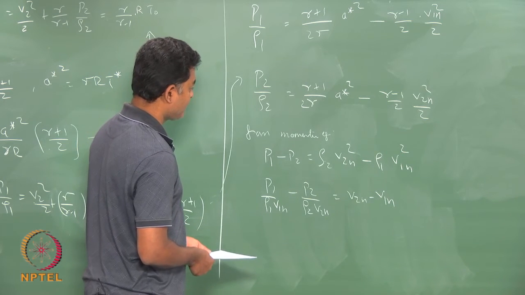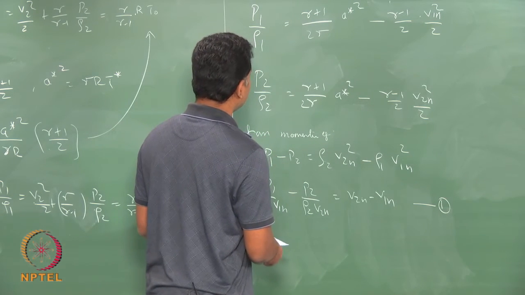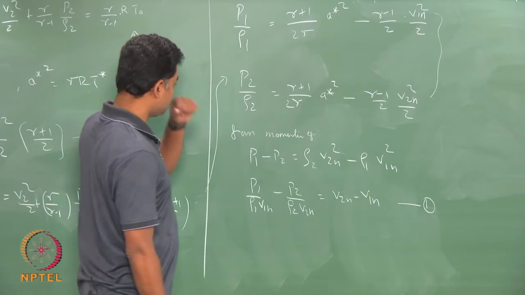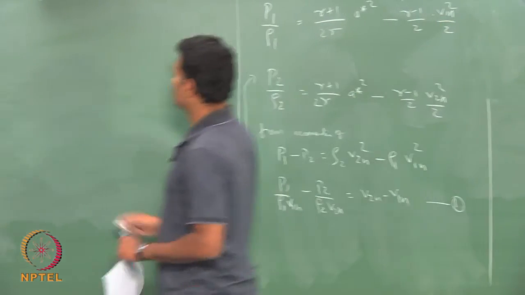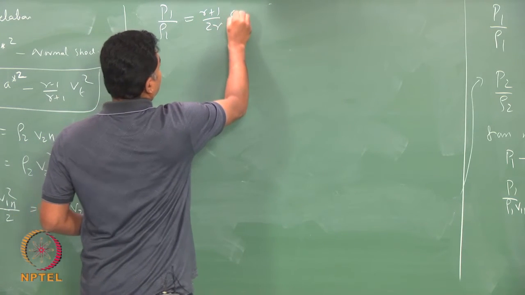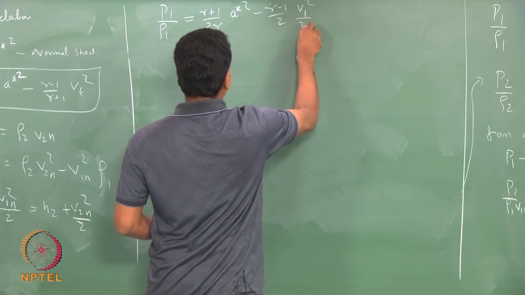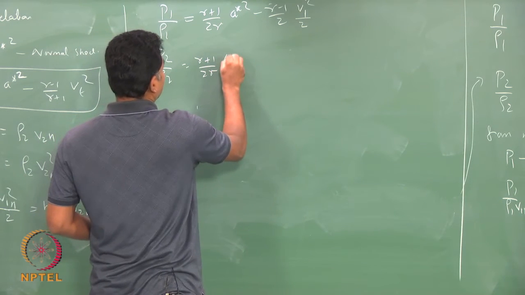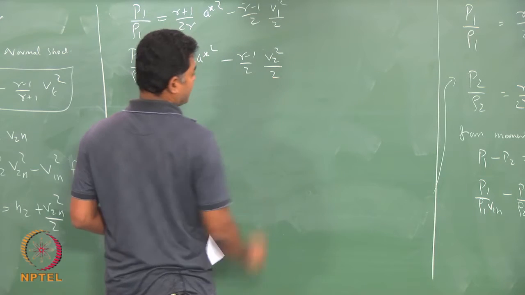Okay. So, this is my equation 1, and from these two equations I can get V2n minus V1n. So, my equations are P1 by rho 1 equals gamma plus 1 by 2 gamma A star square minus gamma minus 1 by 2 V1 square by 2, and P2 by rho 2 equals gamma plus 1 by 2 gamma A star square minus gamma minus 1 by 2 V2 square by 2. Okay.